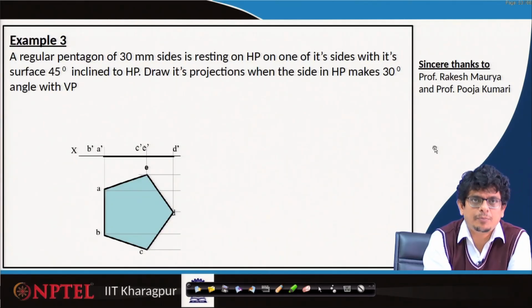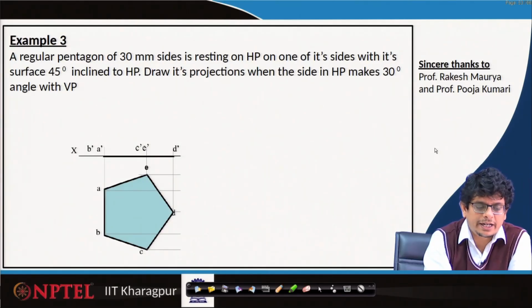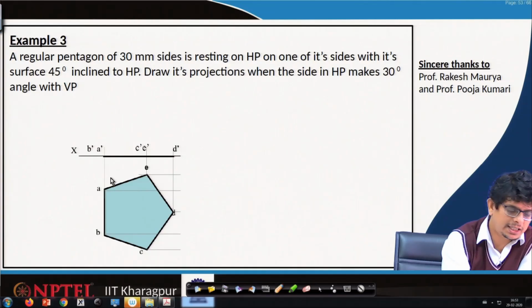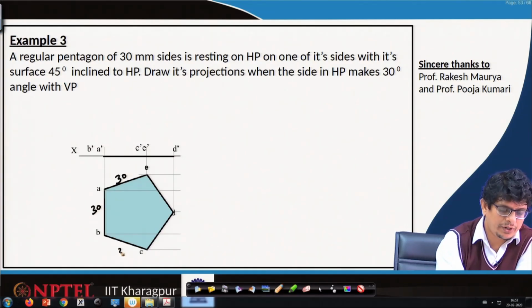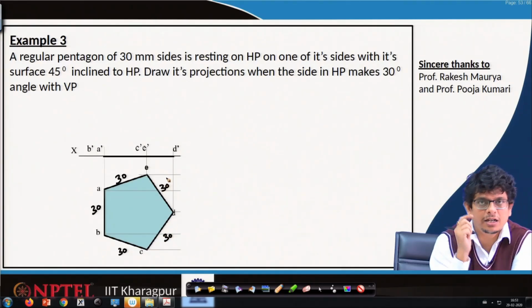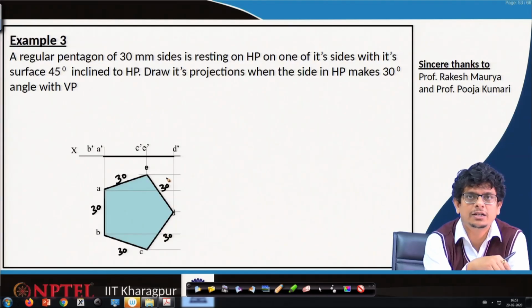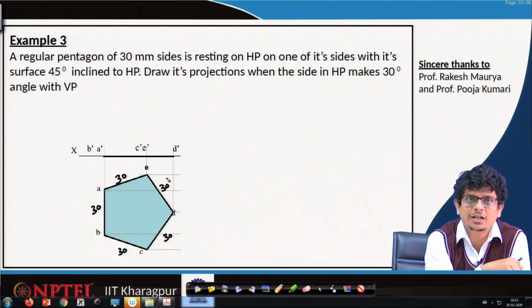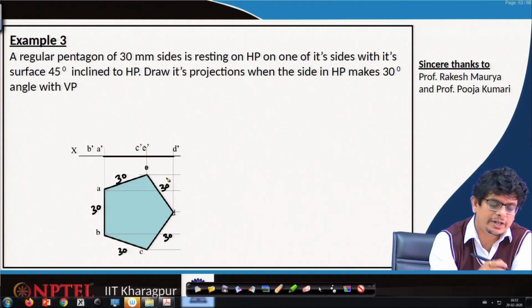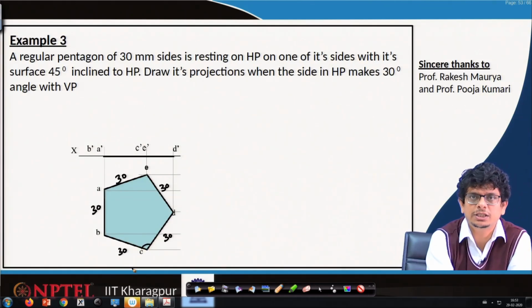This is the typical pentagon. It has 30 mm sides. So, this one is 30 mm. We know how to construct a pentagon by inscribing a circle or circumscribing a circle, or from the semicircle method also we can construct this pentagon. The other way is by knowing the angle between these two sides.